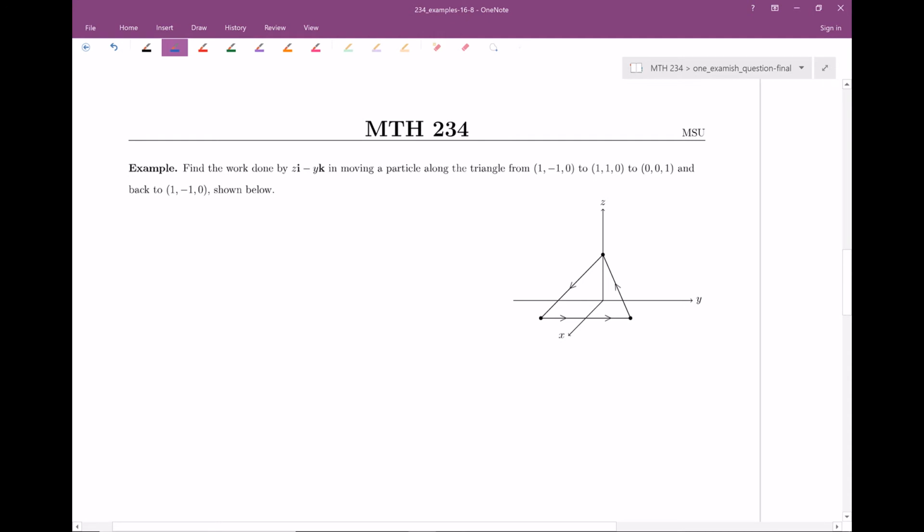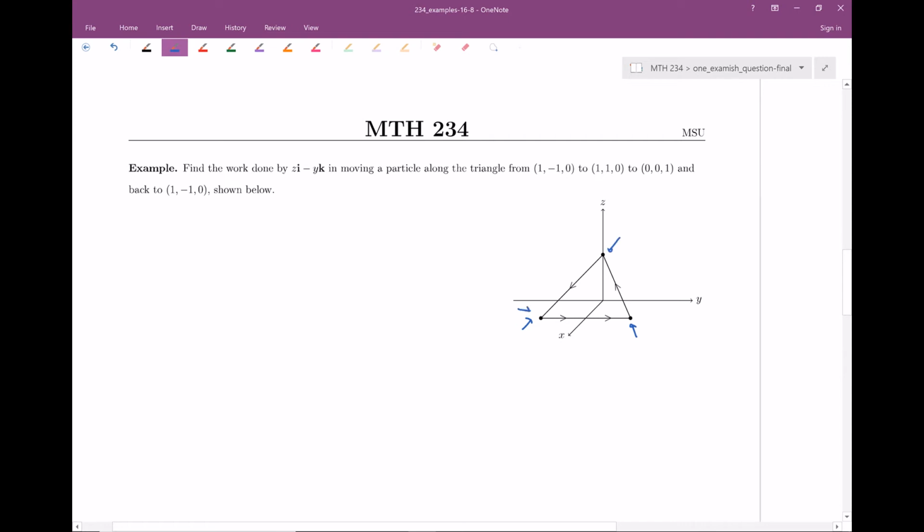We are moving a particle along the triangle, from the point (1, -1, 0) to (1, 1, 0) to (0, 0, 1), and then finally back to where we started at (1, -1, 0). So here's the picture: we start at (1, -1, 0), then second, third, and then back to where we started, fourth.